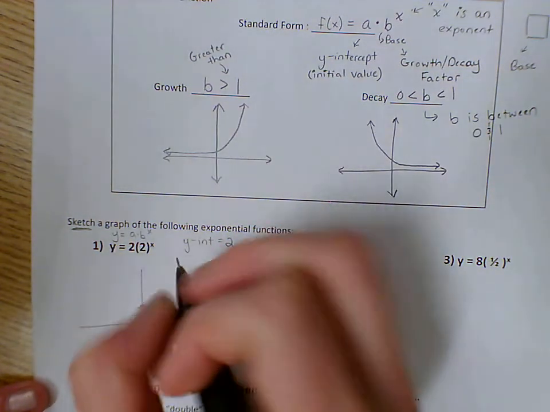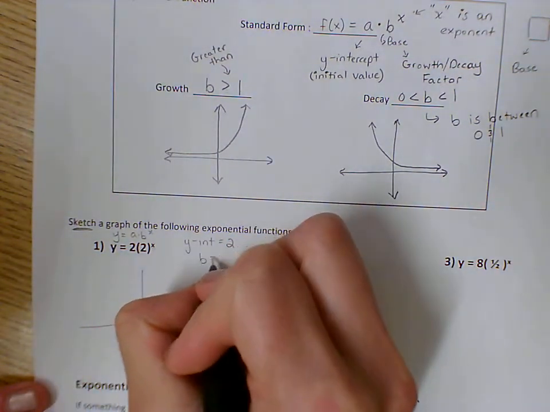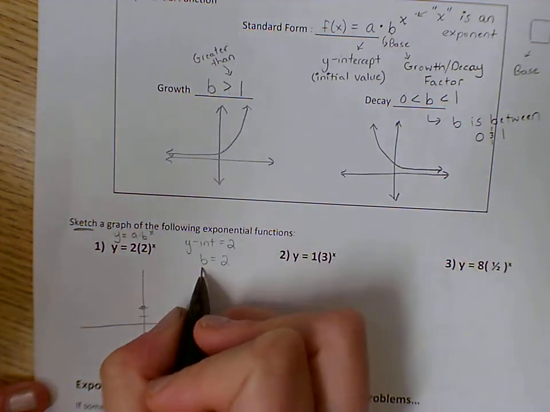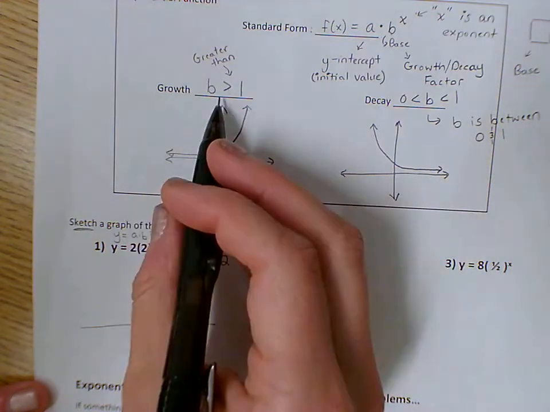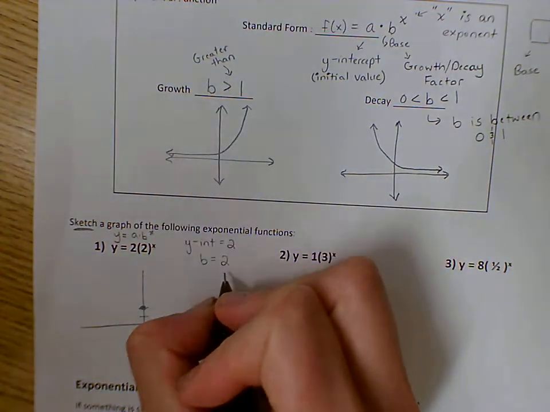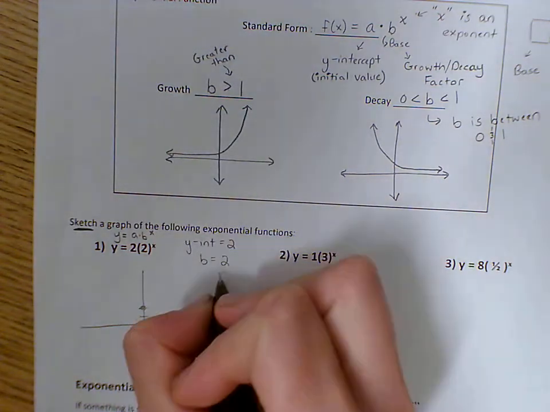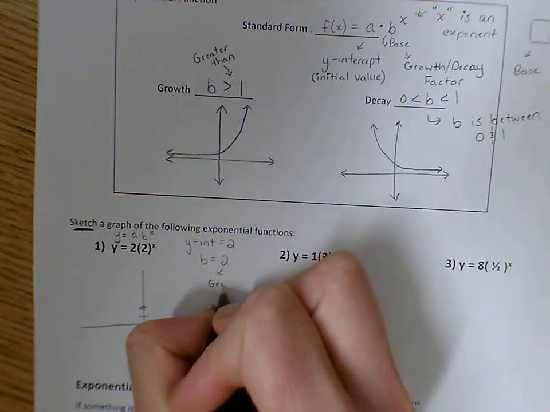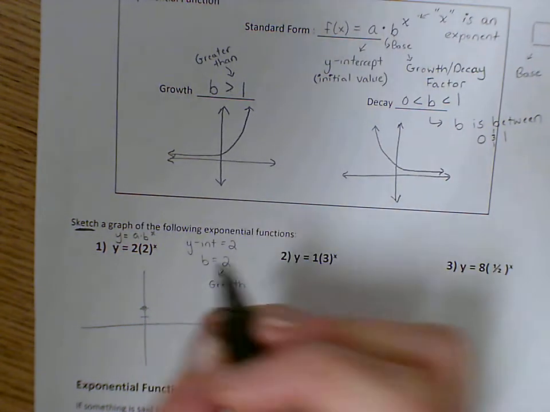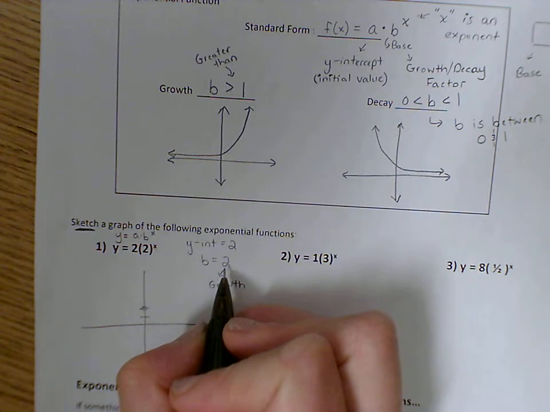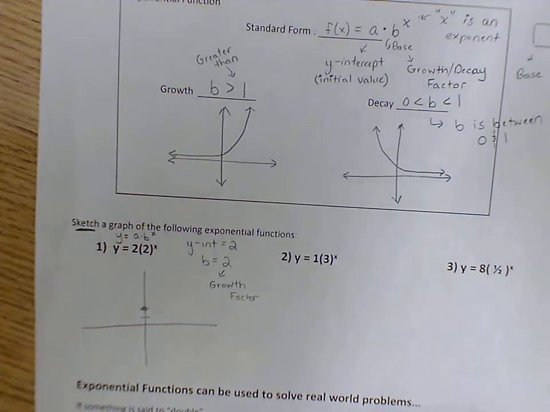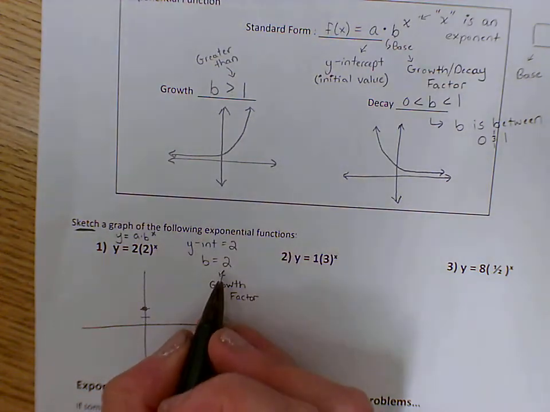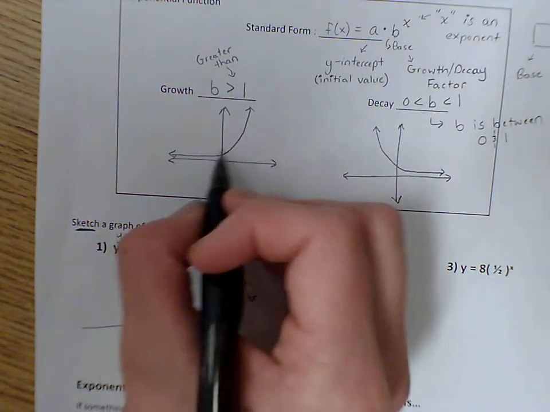So you ask yourself, my b is equal to 2, is that number bigger than 1 or between 0 and 1? And 2 is definitely bigger than 1. Because of that, this would be a growth. That means, because that's my growth factor, it's actually doubling every time. So the graph's going to look like this.